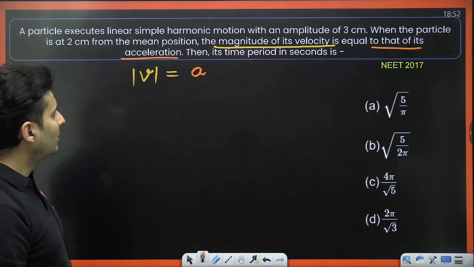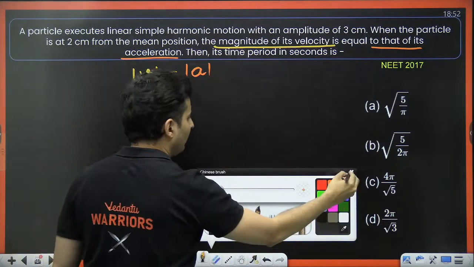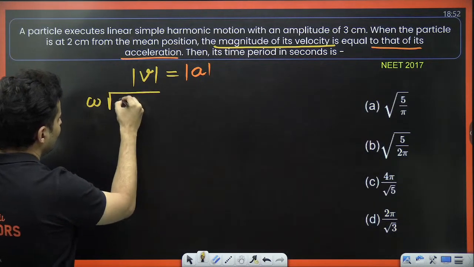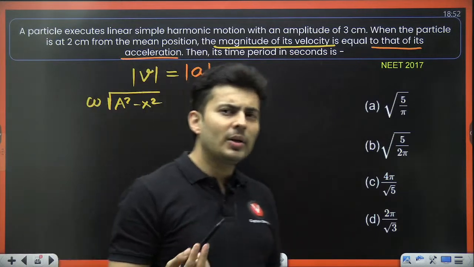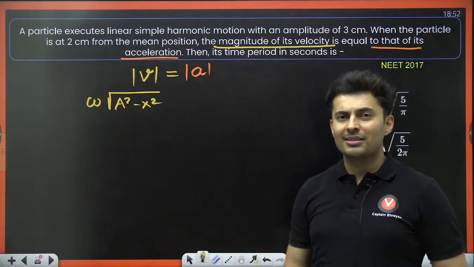Okay, the magnitude of its velocity is equal to the magnitude of its acceleration. So what is the formula for velocity? I think I know it. Omega root a square minus x square. You might be wondering, why am I not using a omega cos(omega t plus phi) and those things?